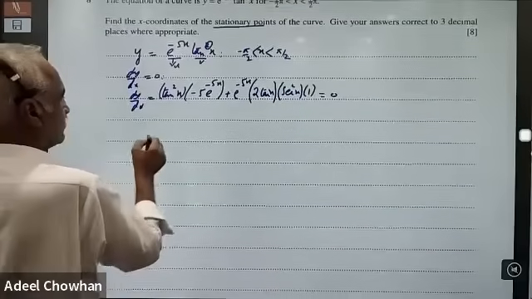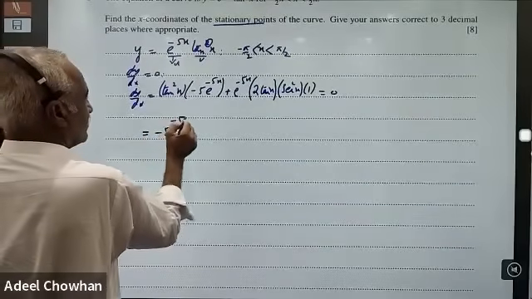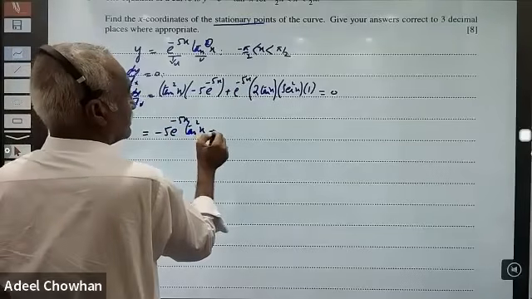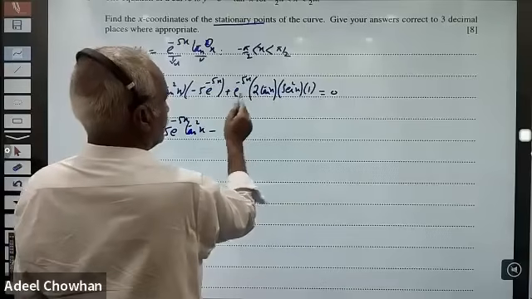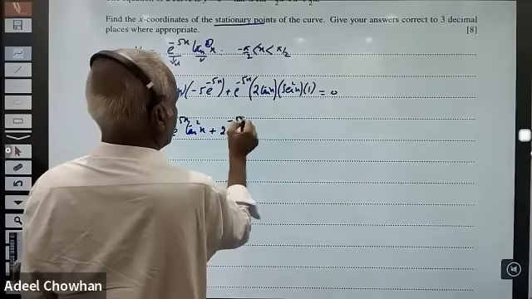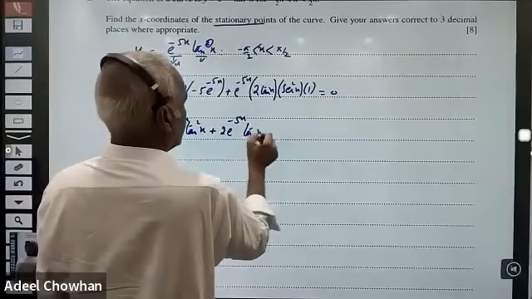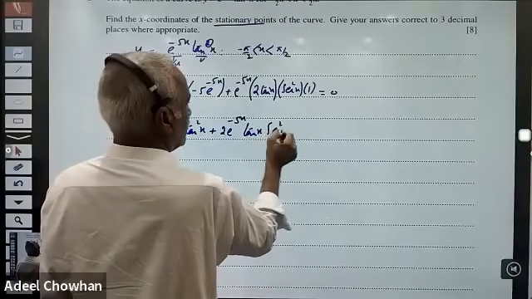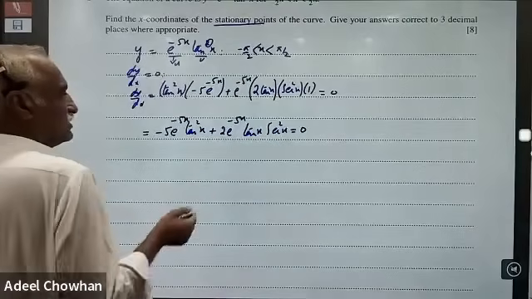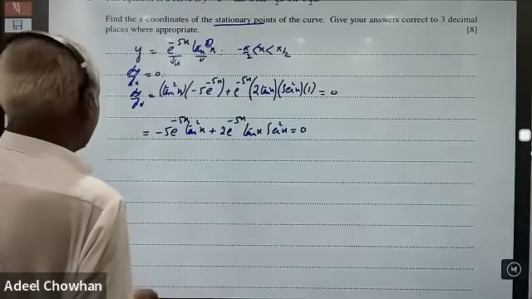So it should be equal to minus 5 e power minus 5x tangent square of x plus 2 e power minus 5x tangent of x into secant square of x, and that is equal to 0. And now we can change that secant square of x in the form of tangent of x.